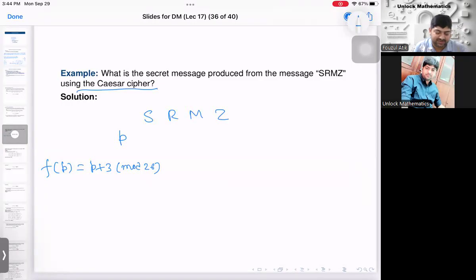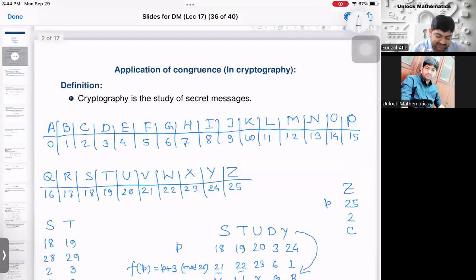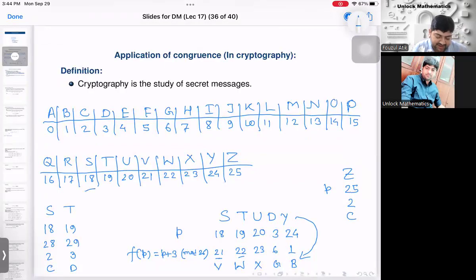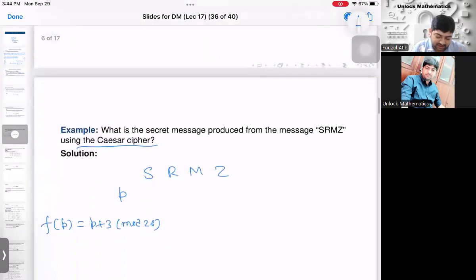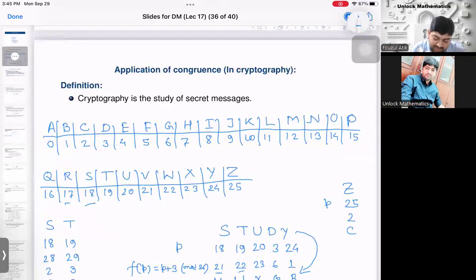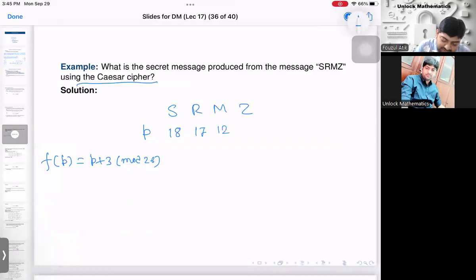Now what is the letter represented for SRMZ? Let us see. S is 18, right? R means 17. SR, that means 18, 17. So I'll write 18 and 17. And what is M and Z? M stands for the number 12 and Z stands for 25, right? So 12 and 25. I'll write down that also.